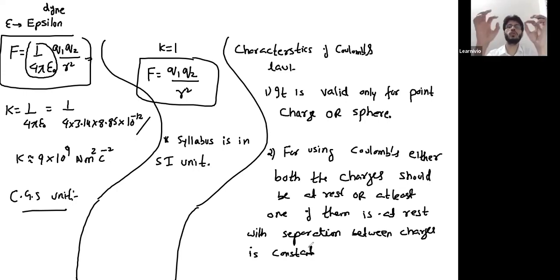The second is for using Coulomb's law, both the charges, let's say this is charge number 1, this is charge number 2, should be at rest. If they are at rest, then you can use Coulomb's law. Or one of them is moving around it. So either both the charges should be at rest, or one should be at rest and another should be moving, but the separation between the charges should not change. The second charge cannot move in a way that the separation between the charges varies. It should move in a way that the separation is fixed. So the only possibility is one is at a fixed point, another one is revolving around. Then only you can use Coulomb's law.